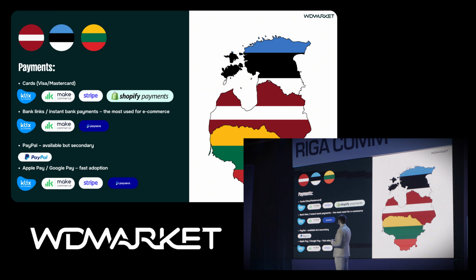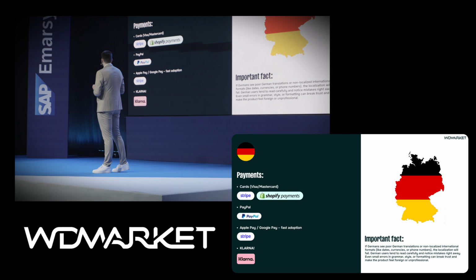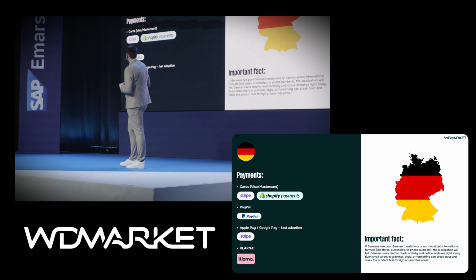Germany. So Germany is a little bit different. For card payments, the most common way is usually Stripe, and for Shopify, Shopify Payments. PayPal is also pretty popular there, so you have to have that one. And a very important thing for Germany, Klarna is the way to go.